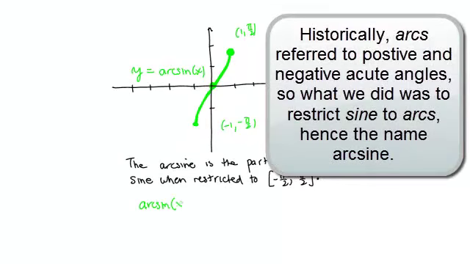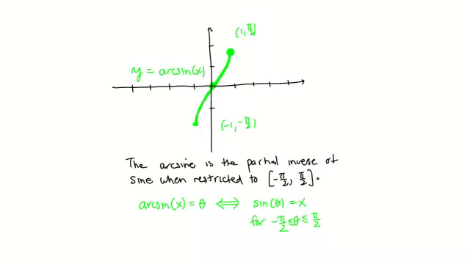arcsine of x is equal to some value theta is the same thing as saying that the sine of theta is equal to the value x, but only if theta stays between pi over 2 and negative pi over 2. So this is what the arcsine is. It's a partial inverse to sine. It's a partial way of solving equations that have sine in them.